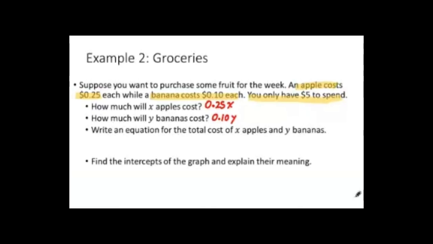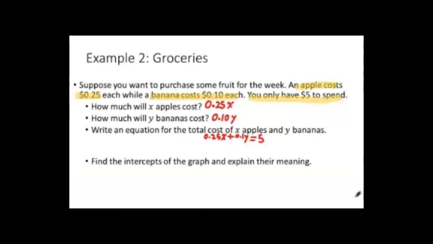Now we're going to write an equation for the total cost of x apples and y bananas. Well, we know it costs 0.25x for the x apples and we know it costs 0.1y for the y bananas. Well, for our total cost, we would have to add them together. So the cost to buy the x apples and y bananas is 0.25x plus 0.1y. But I have to spend $5. So this cost with the variables has to equal 5. So my equation is 0.25x plus 0.1y equals 5. Next, we're going to find the intercepts of the graph and explain their meaning.